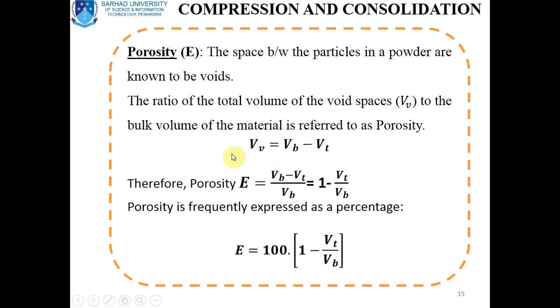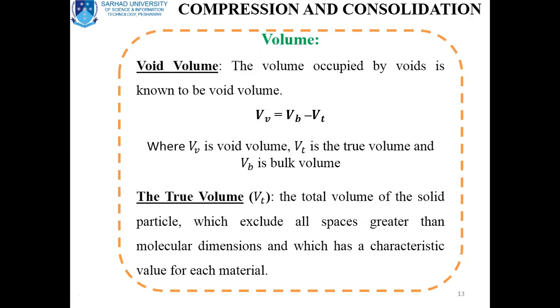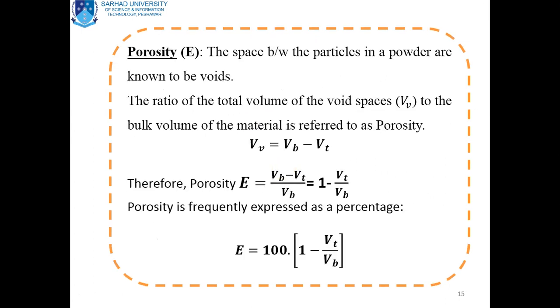VV can be calculated as VB minus VT. We have also calculated the void volume using this equation, that VV is equal to VB minus VT. Therefore, porosity, designated by capital E, is equal to VB minus VT divided by VB. Dividing VB by VB, that becomes 1 minus VT by VB.